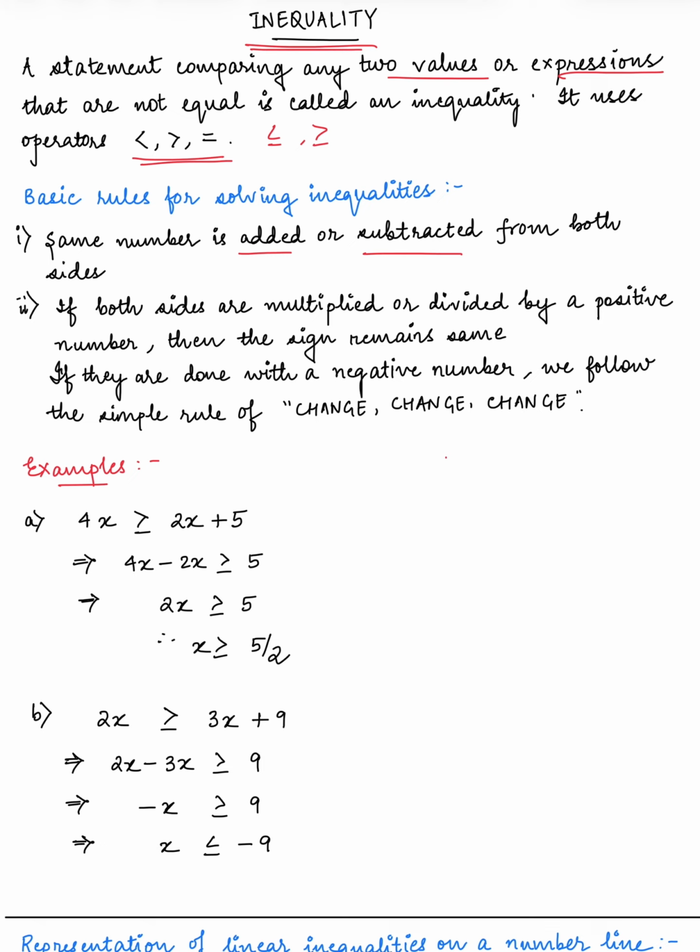Now, for multiplication and division, there are two different rules. If it's by a positive number, then all the signs remain the same and there is no change. But if it is done by a negative number, we have to follow the rule of change, change, change. This is the key rule that needs to be followed. Otherwise, the result will become exactly opposite. The things will become clearer with a basic example.